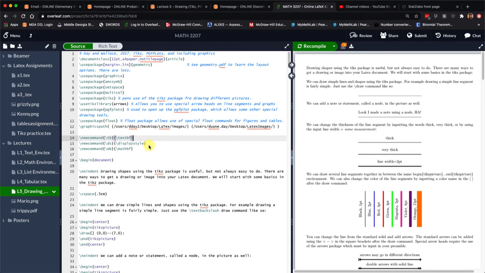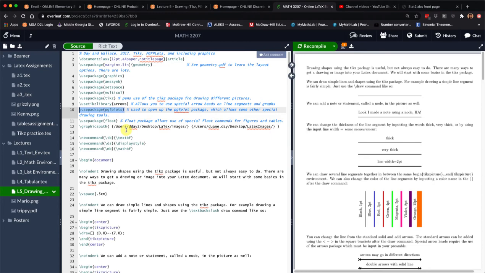So in the preamble, we're going to learn about two different drawing packages. One's called the Tikz package, and that's the one that's used quite often to draw different shapes or pictures, if you will, or graphs. And PGFplots is primarily used for drawing graphs, such as things on a Cartesian plane and things of that nature. Those allow us to do that, and we're going to make use of that.